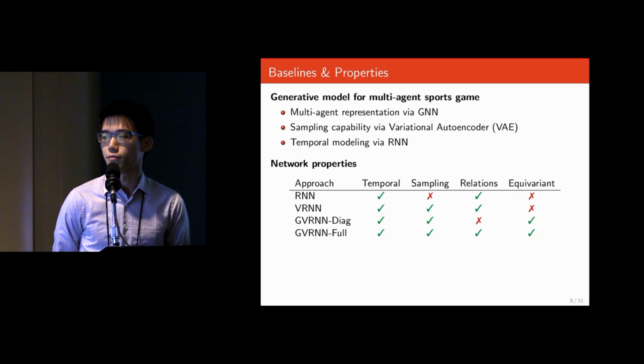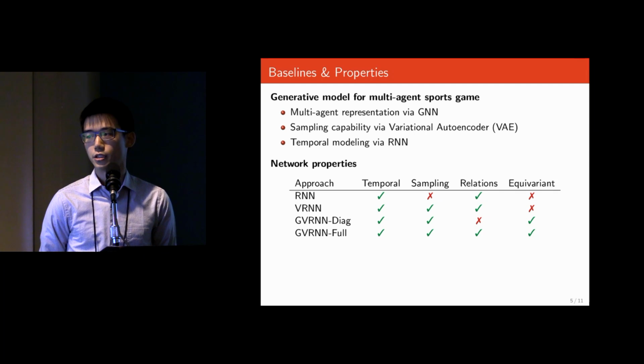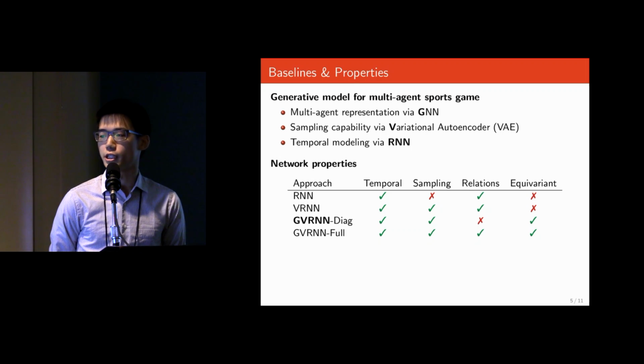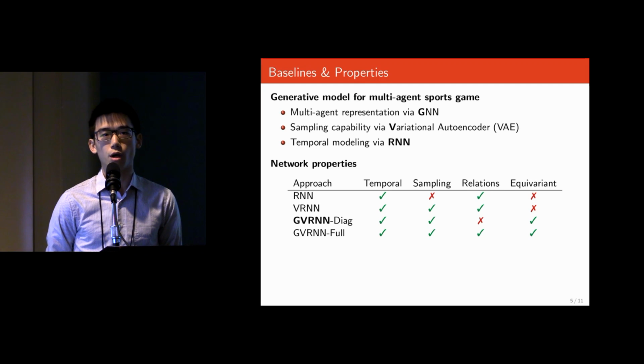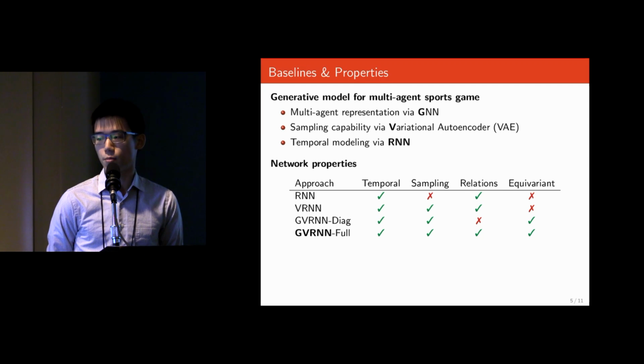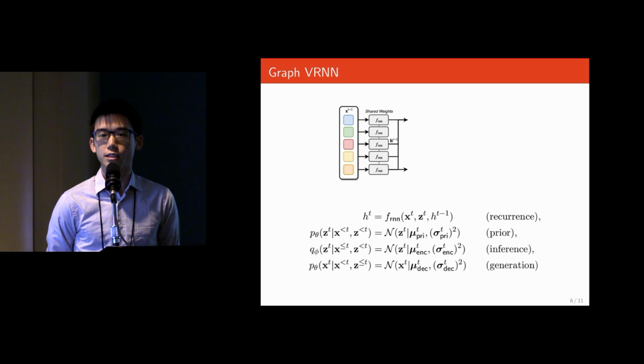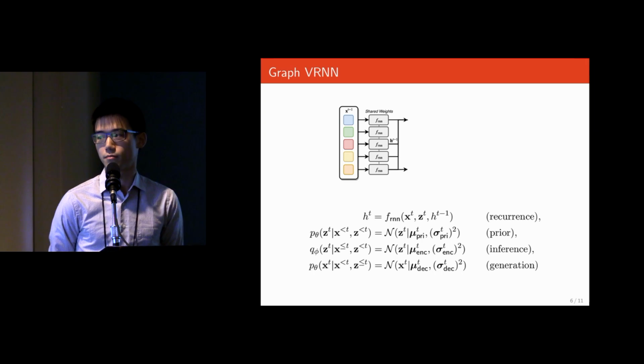Combining these approaches in various ways, we naturally get the following ablation: an RNN, a variational RNN, a graph variational RNN with diagonal adjacency matrix, where the agents are modeled independently, and our proposed graph variational RNN with a complete graph. Our proposed graph variational RNN consists of a shared RNN across all agents. However, each of the agents has their own independent hidden states.